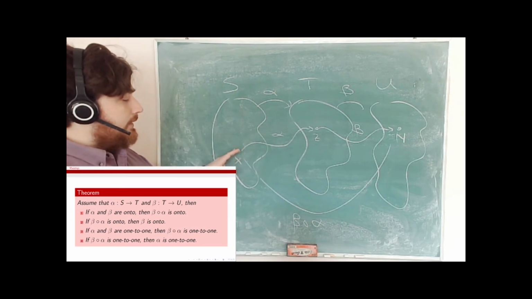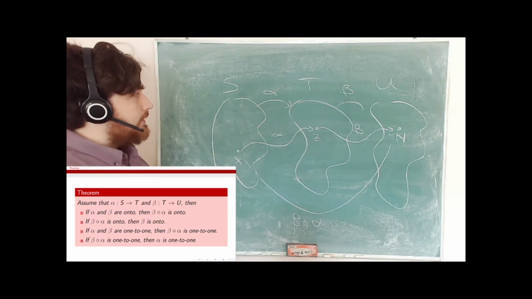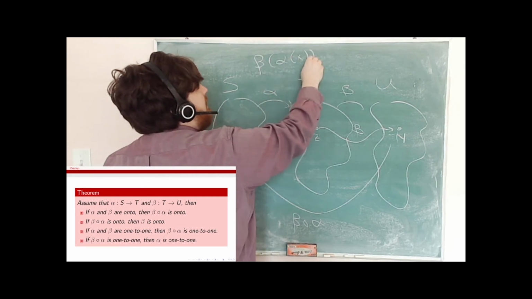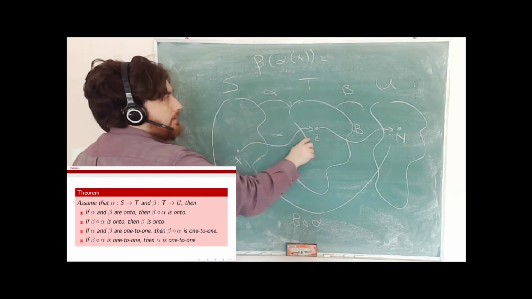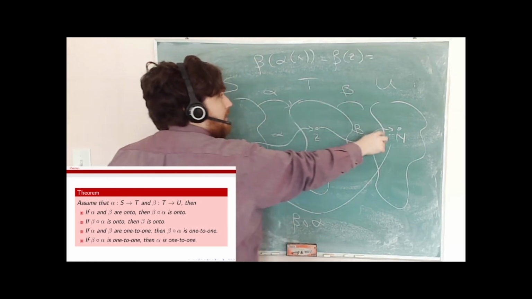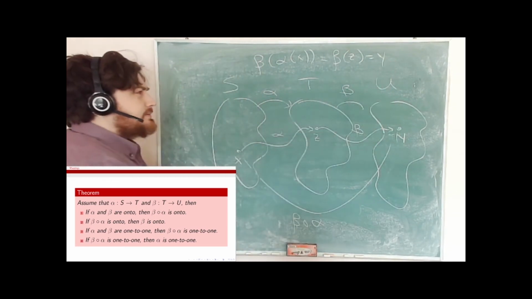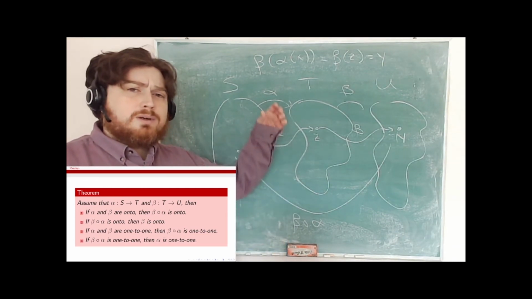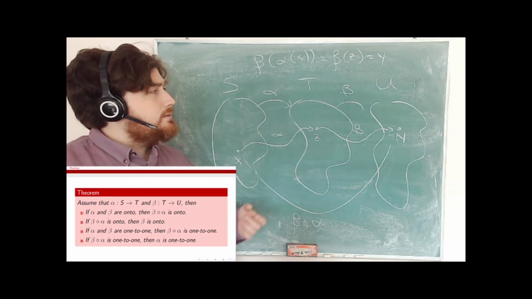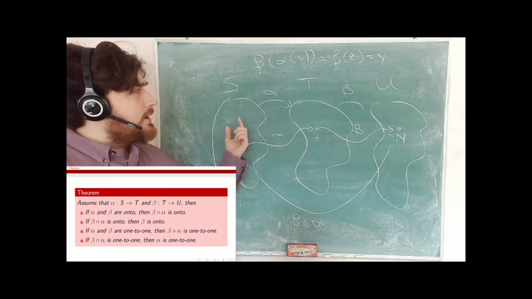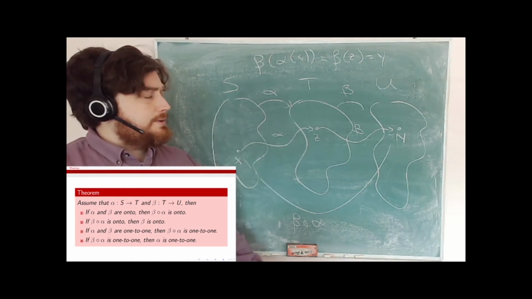But now if I find beta of alpha of x, well, alpha of x is equal to z, and beta of z is equal to y. So beta of alpha of x is equal to y, and that will work for any y in our U. Hence, beta of alpha is going to be onto from S to U.